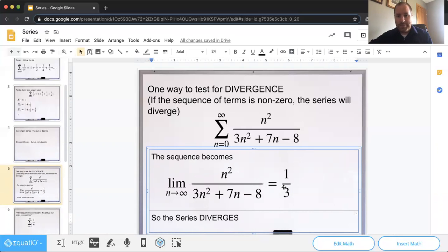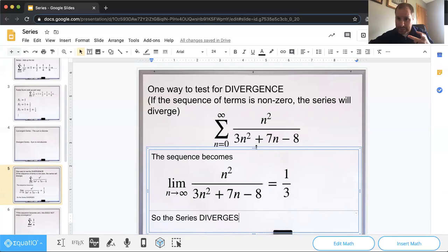diverges. Because if this becomes a non-zero number, right, if it's any number other than 0, you're essentially going to be adding that number forever and ever and ever. So it's constantly going to get bigger and bigger and bigger. So in this, be a little bit careful: the sequence converges to 1/3, but the series will diverge. We've got to keep track of those two things.